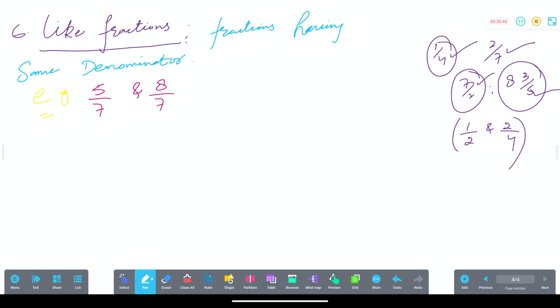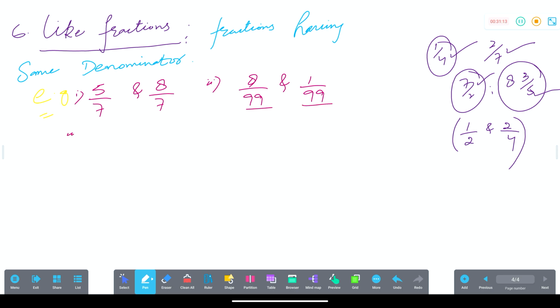So, fractions having the same denominator. This is the first example. Second example, I will take 8 by 99 and 1 by 99. And remember, it's not necessary that one should be proper and one improper. It can be two proper fractions, or two improper fractions. Second example, same denominator here, so they are like fractions.